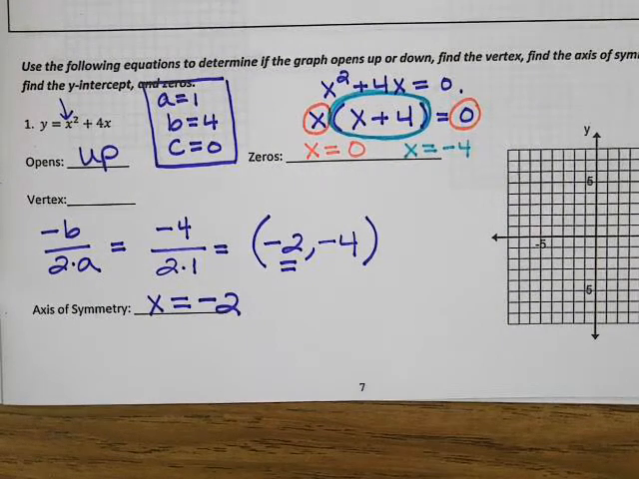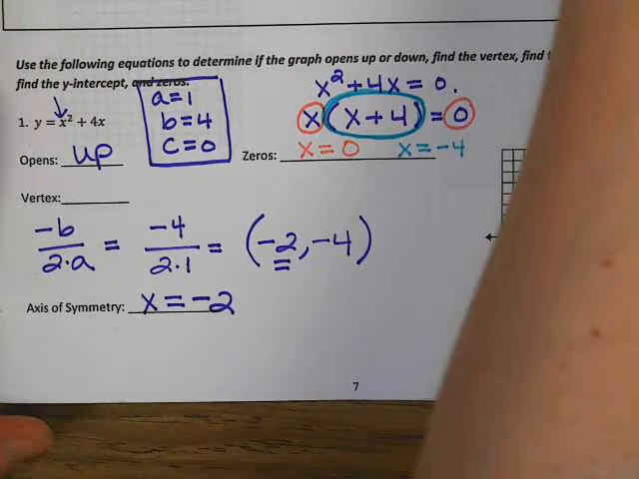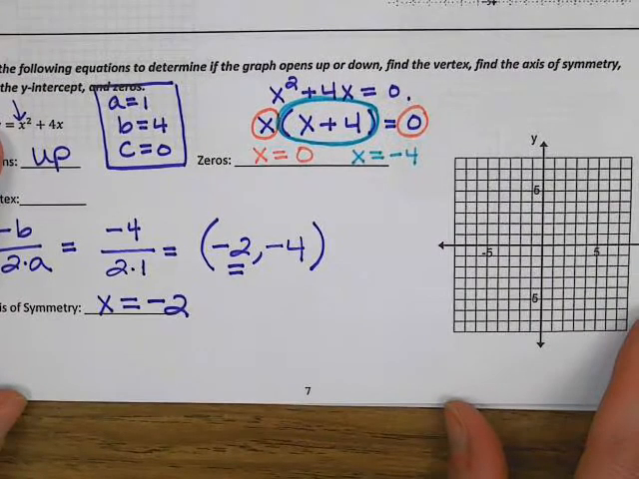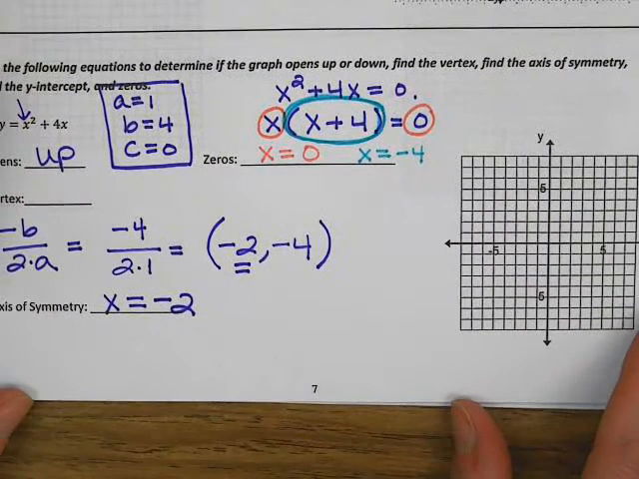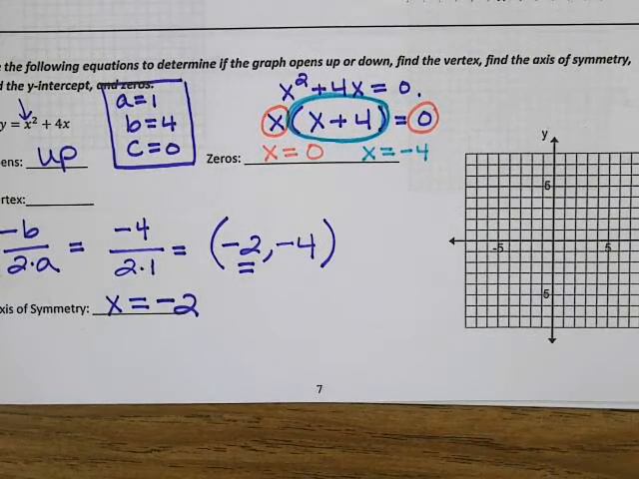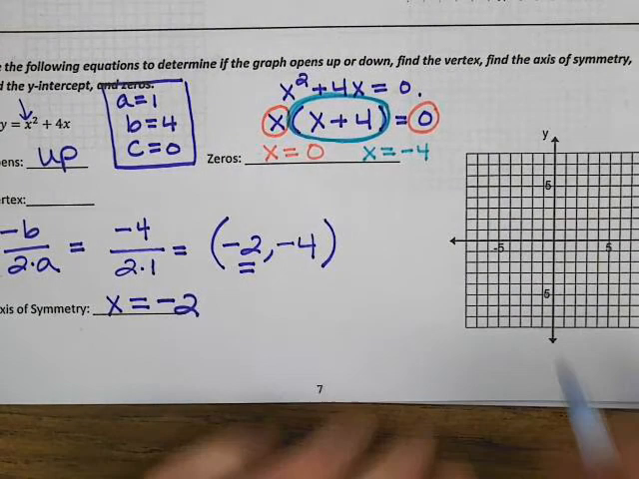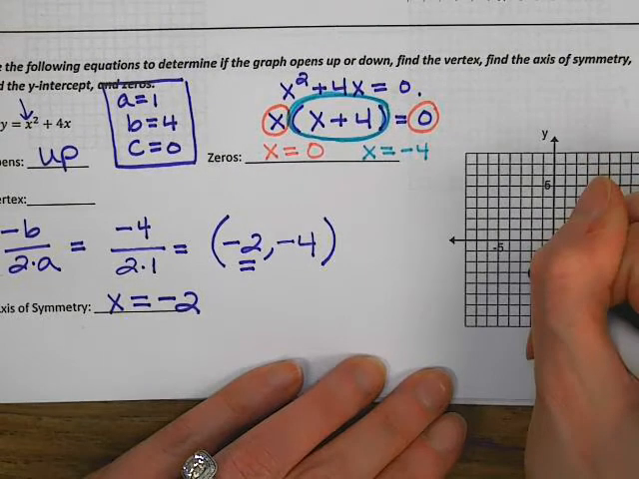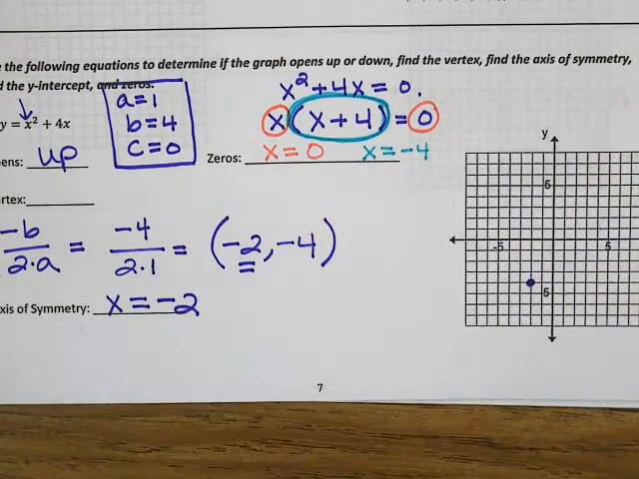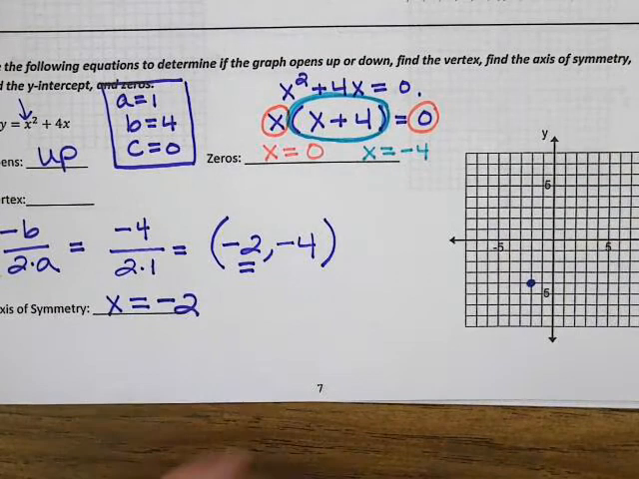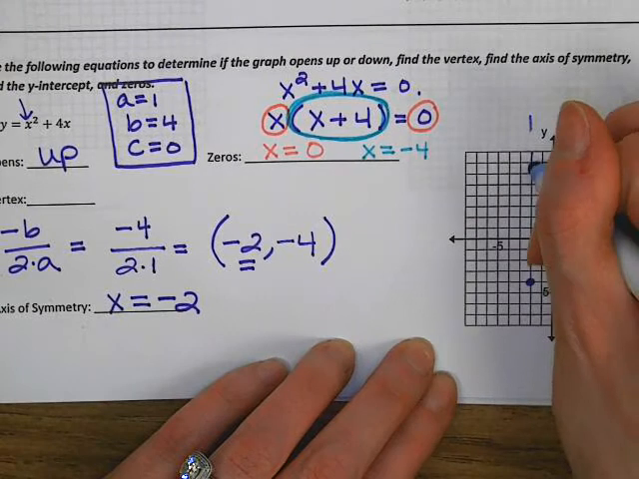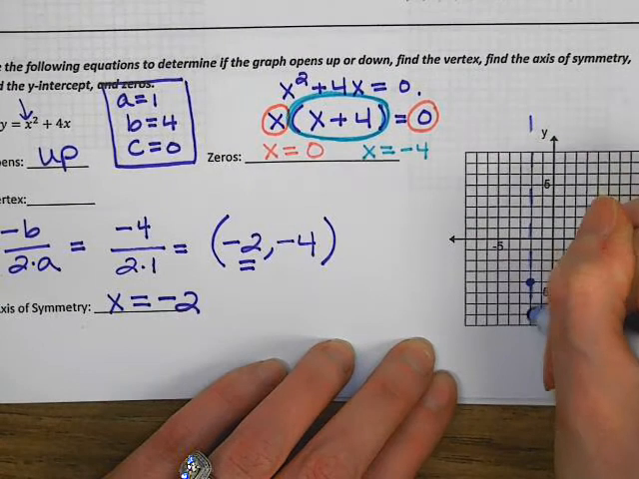Okay, guys, let's put it all together. I know this is a lot, and let's sketch our parabola. We can start wherever you want. Let's do the vertex. The vertex is at -2, -4. The line of symmetry will go down the vertex.